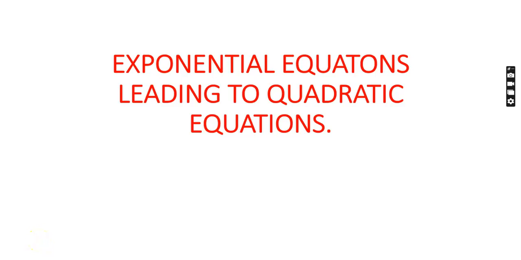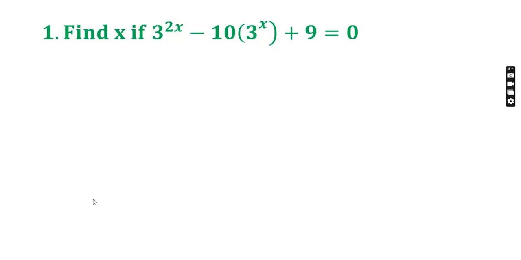Welcome to class. Today we're looking at exponential equations leading to quadratic equations. So let's go. So here's our first question. Find x if 3 raised to power 2x minus 10 bracket 3 raised to power x plus 9 equals 0.